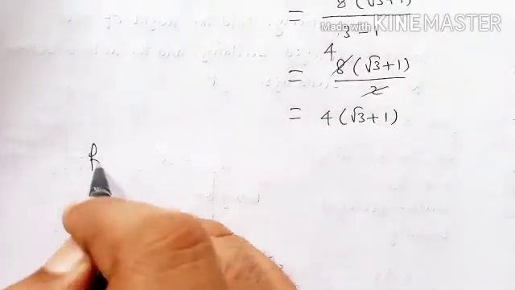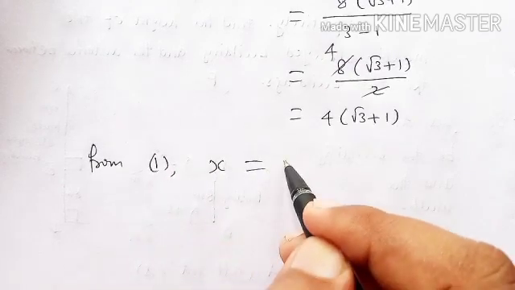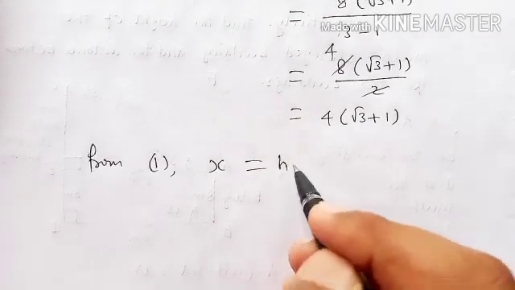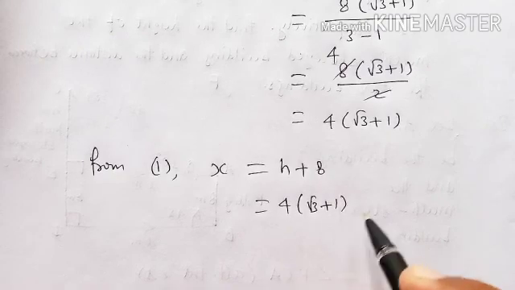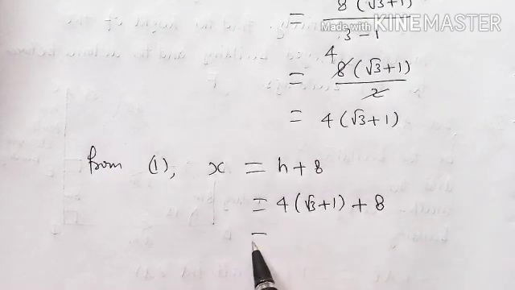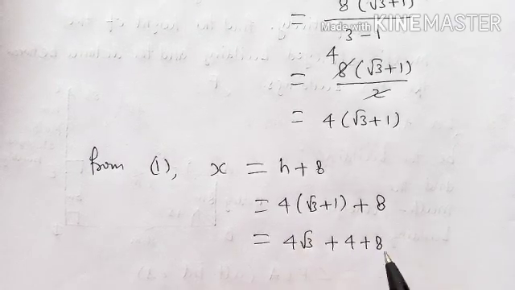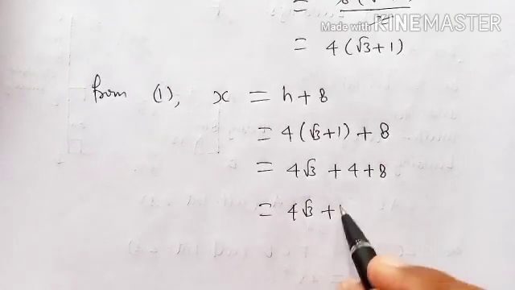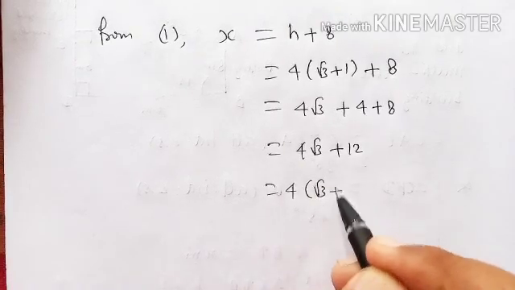From 1, x is equal to h plus 8. Four into root 3 plus 1 plus 8. So we have 4 root 3 plus 4 plus 8. So we have 4 root 3 plus 12. Taking 4 common, we have 4 into root 3 plus 3.